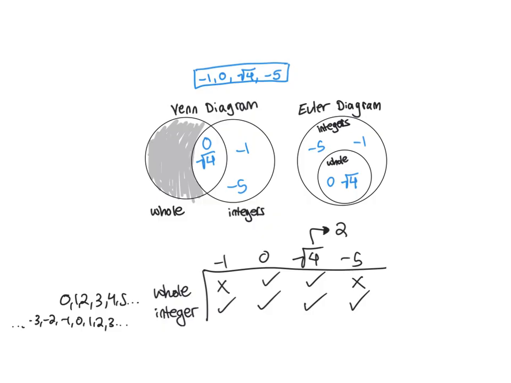So there's only one space where 0 can go. And the same for the square root of 4. Each number has one location where it belongs, whether you're using a Venn diagram or an Euler diagram. A number can belong to multiple sets, but there's only one location where it goes on your diagram.